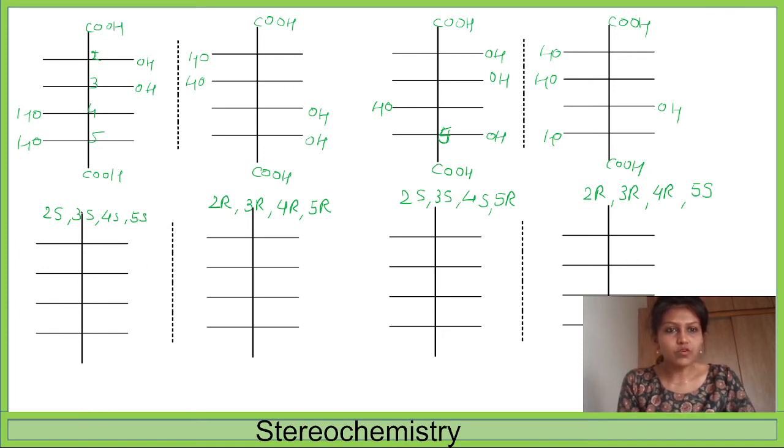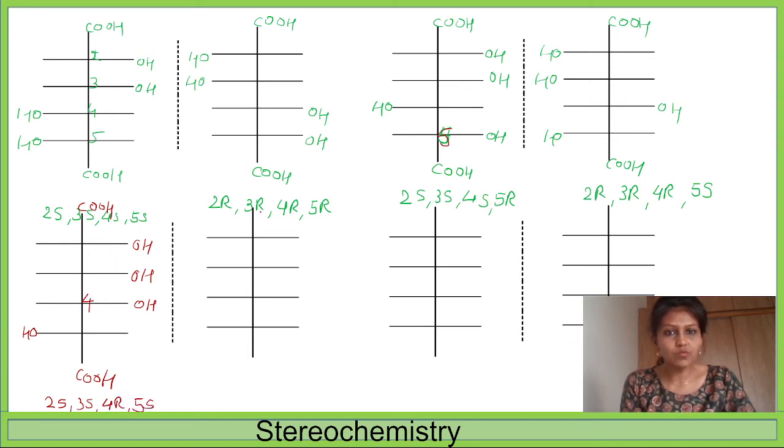Now the next one, the fourth molecule: COOH, COOH, right? Suppose I change the position at carbon number 4 only. Here I changed the position at carbon number 5. So here, compared to the first molecule, I am writing OH, OH. In the first molecule, it was on the left hand side, so I am writing OH here on the right hand side. So the configuration changes only at the fourth carbon. So 2S as it is, 3S as it is, 4S becomes 4R and 5S as it is, right?